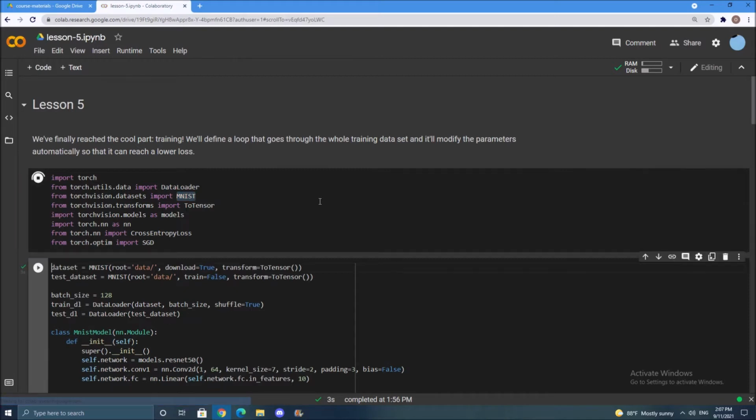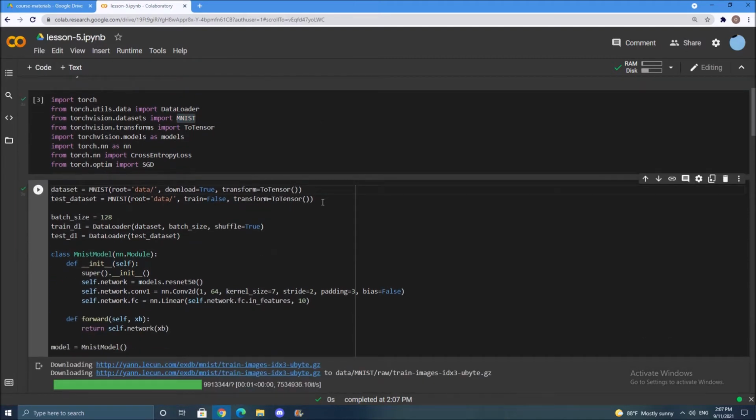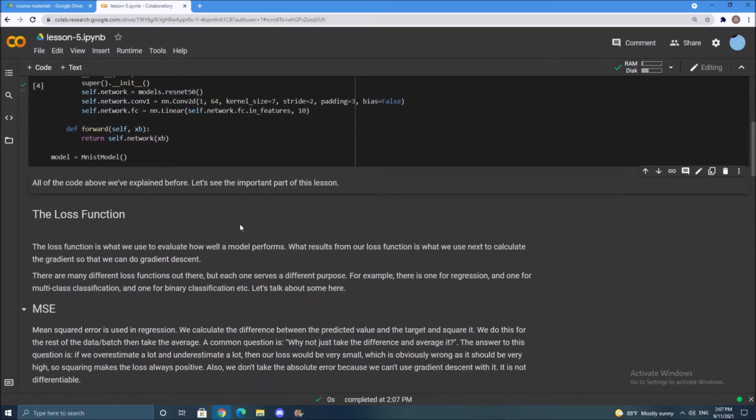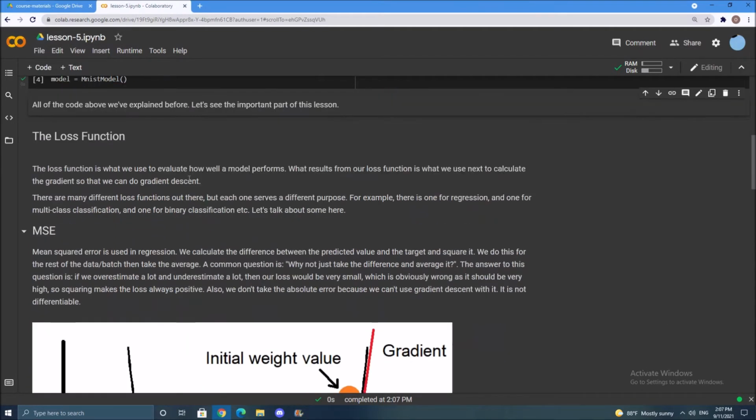First we'll import the necessary libraries, then we're going to import the data and create the model. During training we need a loss function. A loss function is what evaluates how well our model performs, and what results from our loss function is what we use next to calculate the gradient, so we can do gradient descent.